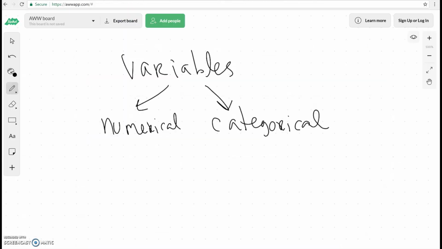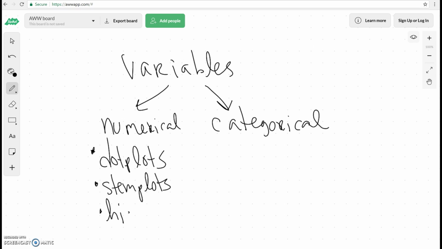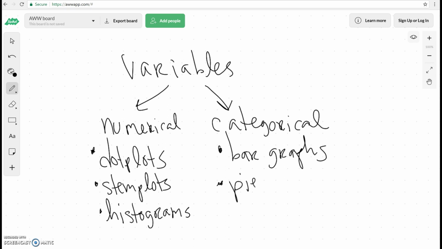So we're going to look at a couple graphs, right? So for numerical variables, these are the graphs that we're going to look at. We're going to look at dot plots. We are also going to look at stem plots. And the last is going to be histograms. Okay, and for categorical variables, we are going to look at bar graphs. And we are also going to look at pie charts. Okay.